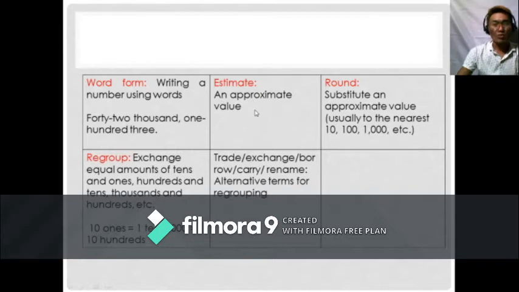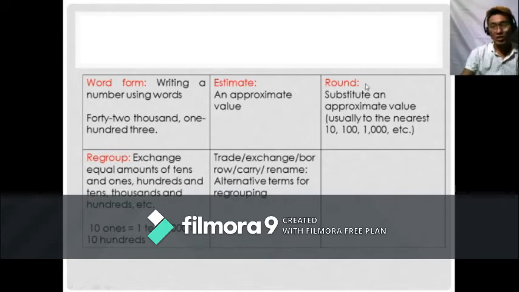Now next, we have here estimate. You say estimate, an approximate value. Okay, it is an approximate value. There are a lot of people who use estimation when they deal with numbers. Okay, with a simple mathematical problem, they use estimation or estimate the value or numbers. Now next, there are alternative terms for regrouping. We call that trade, exchange, borrow, carry, or rename. Okay, those are other terms for regrouping.